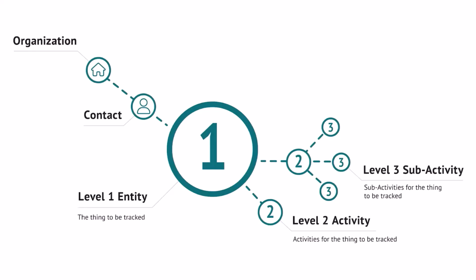You will note that both organizations and contacts can be associated with the level 1 record. This allows for objects to be related appropriately to different organizations or users as required.